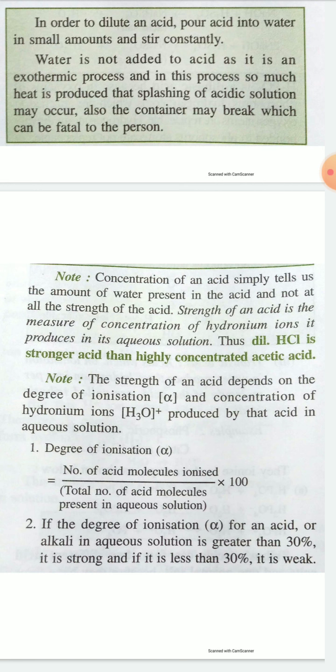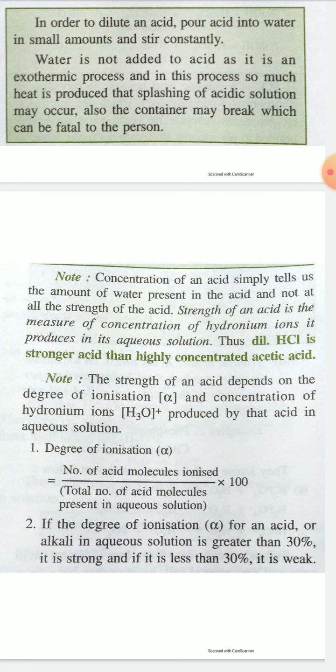Thus, dilute HCl is a stronger acid than highly concentrated acetic acid, because dilute HCl is a strong acid which ionizes completely in aqueous solution. That's why it is a stronger acid.